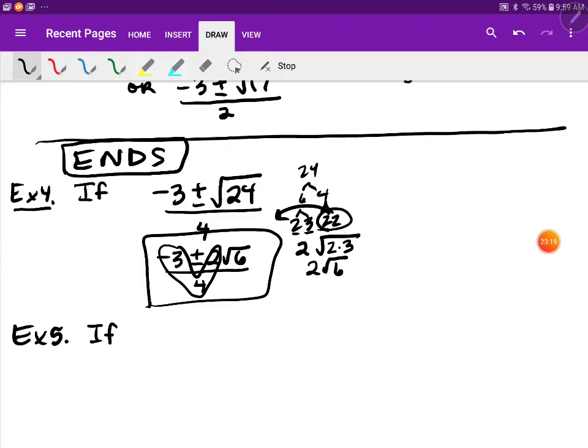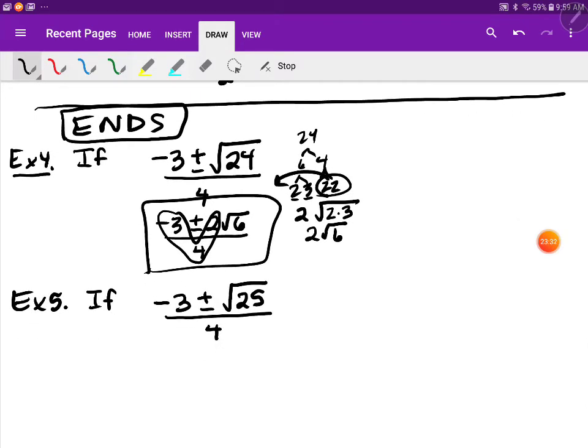Okay, so let me show you another one. Let's say -3 plus or minus the square root of 25 over 4. So how does 25 change things compared to 24? So -3 plus or minus, what is the square root of 25? The square root of 25 is plain 5. I'm going to write plain, just so you remember not to write the square root on top.